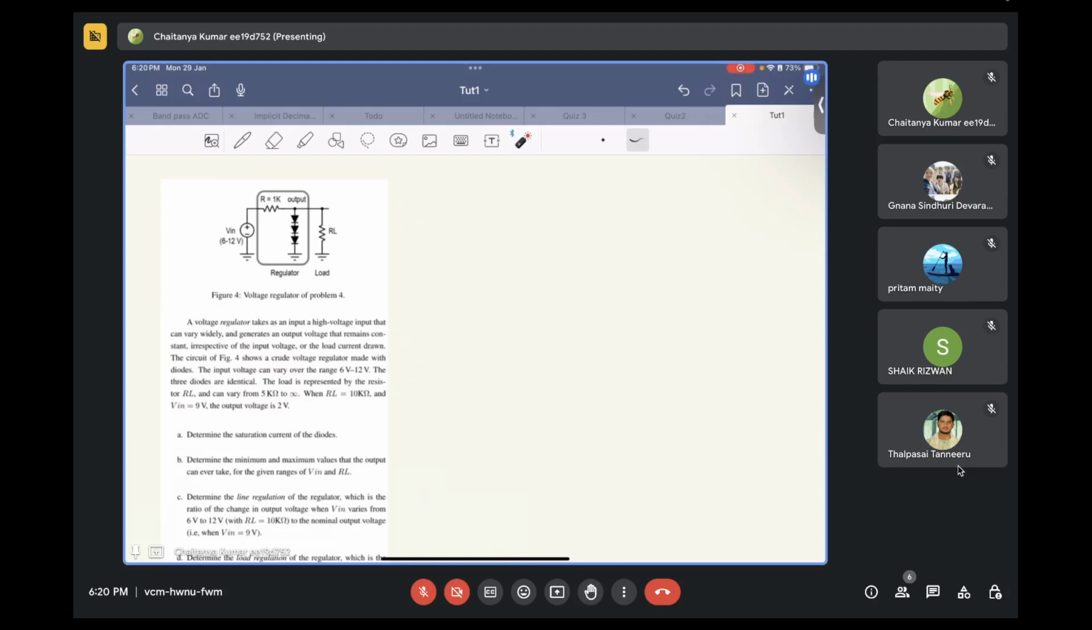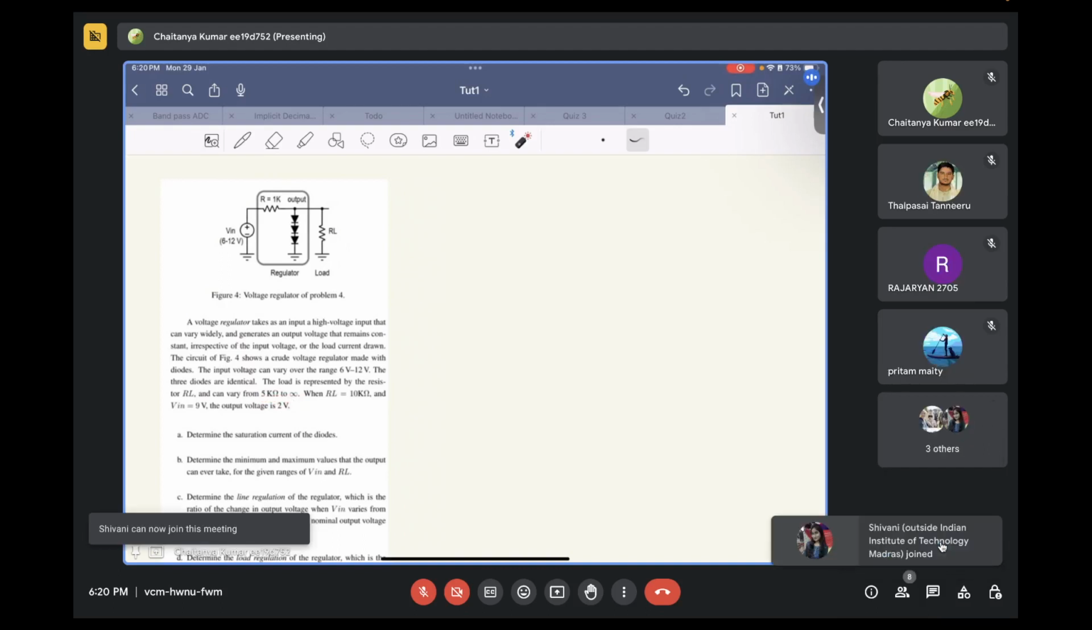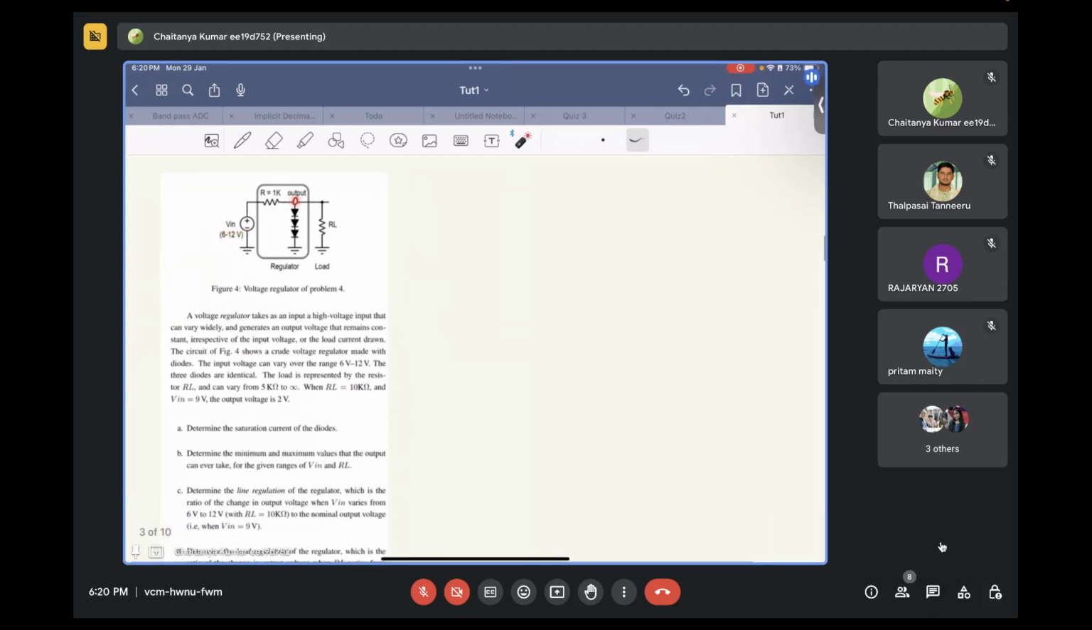Yeah, thank you. The load is represented by a resistor of value RL that can vary from 5 kilo ohms to infinity. One of the points for this circuit has been mentioned: when RL is equal to 10 kilo ohms and Vin is 9 volts, then the output voltage comes out to be 2 volts. So what is asked is to determine the saturation current of the diodes. Can anyone give any idea how to attack this problem?